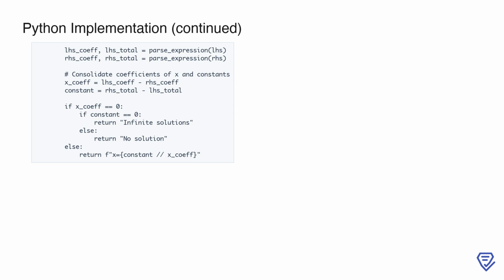We then handle edge cases. If the coefficient of x is 0, there are two possibilities. If the constant is also 0, every value of x satisfies the equation, so we return infinite solutions, otherwise, no solution exists because the equation is inconsistent. If the coefficient of x is non-zero, we solve for x by dividing the constant by the coefficient and returning the result in the format x equals value. This completes the implementation of the function.